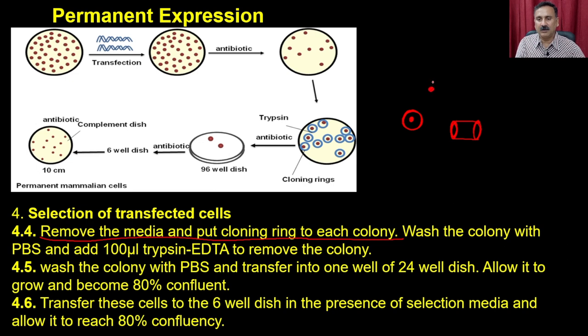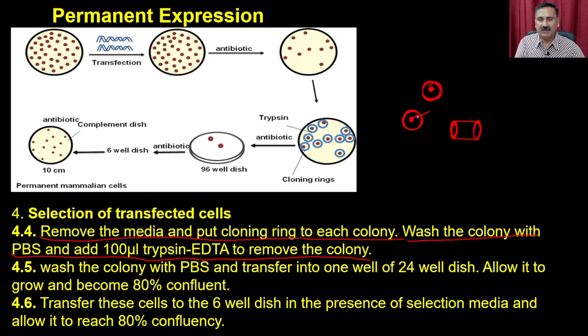For example, this is also another colony. You can put in another colony's reactions. So whatever you want to do with this will not affect this, because it's going to be sealed from the bottom. So wash the colony with the PBS and add 100 microliter of trypsin EDTA. In this one, you are going to add the trypsin EDTA.